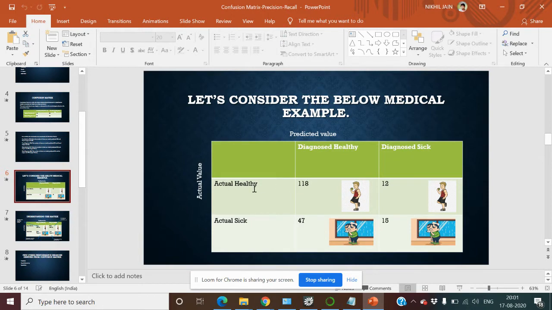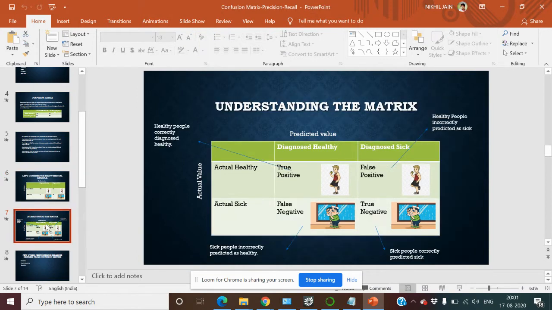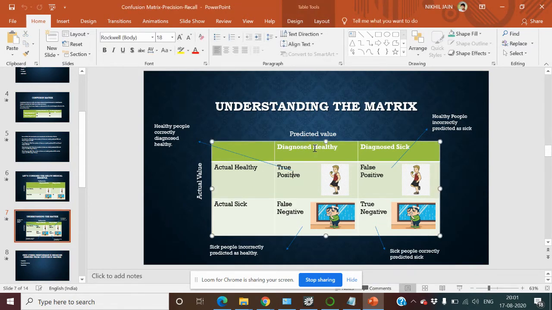Let's just say the model diagnosed healthy and actual healthy was 118. Then we have the model predicting sick and actual healthy was 12. So this is the value that we got from the model's confusion matrix. So the case where the predicted value was healthy and the actual value was healthy is called true positive. This means healthy people were correctly diagnosed as healthy.